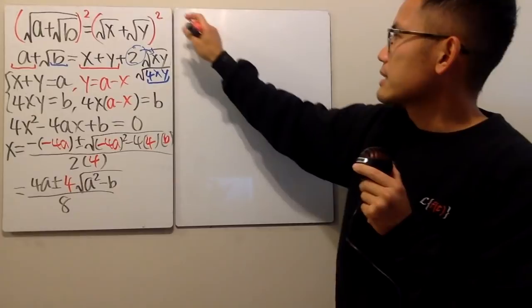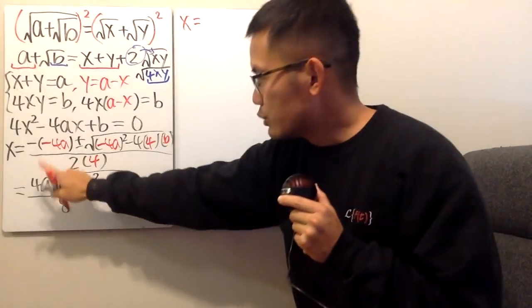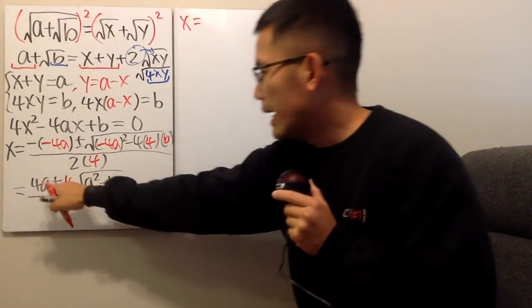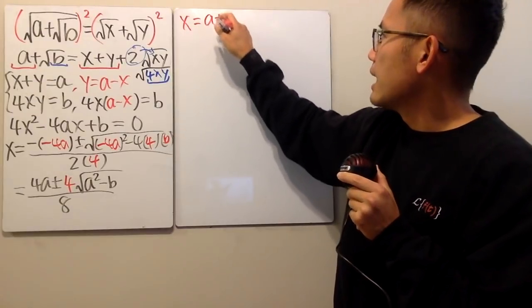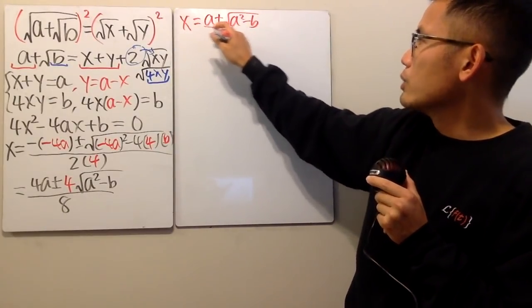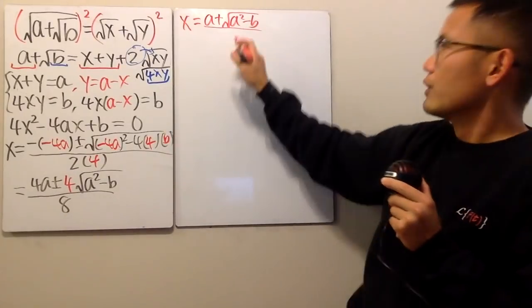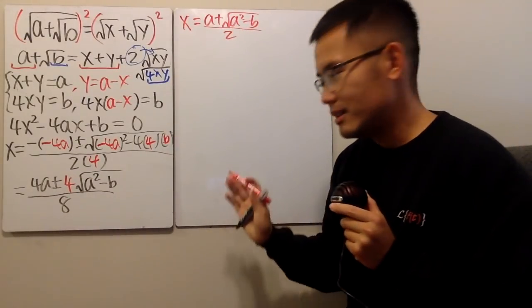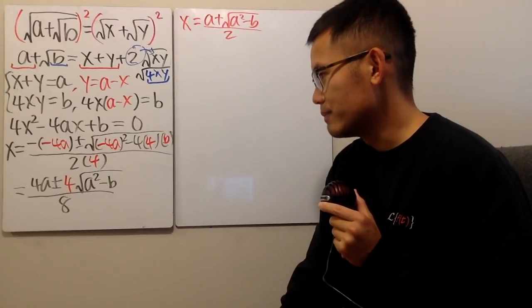Suppose you have x being equal to, let's reduce the 4 out already, and I'll just have a plus square root of a squared minus b all divided by 2, right? I'm not going to make any careless mistakes in this video. I hope not.